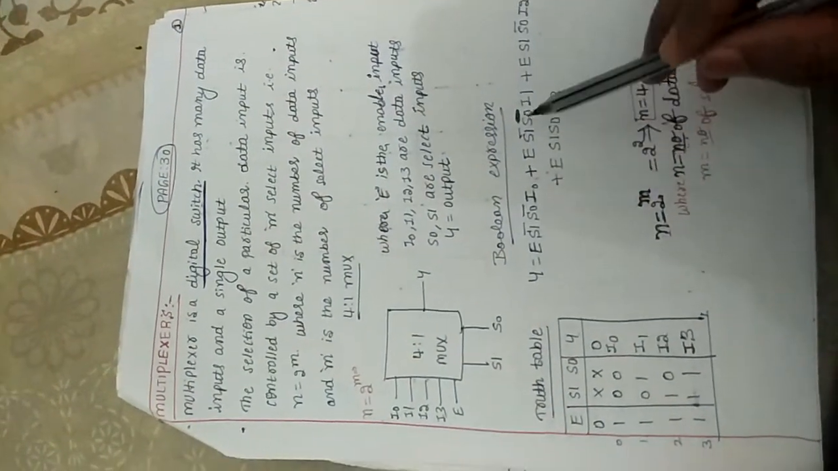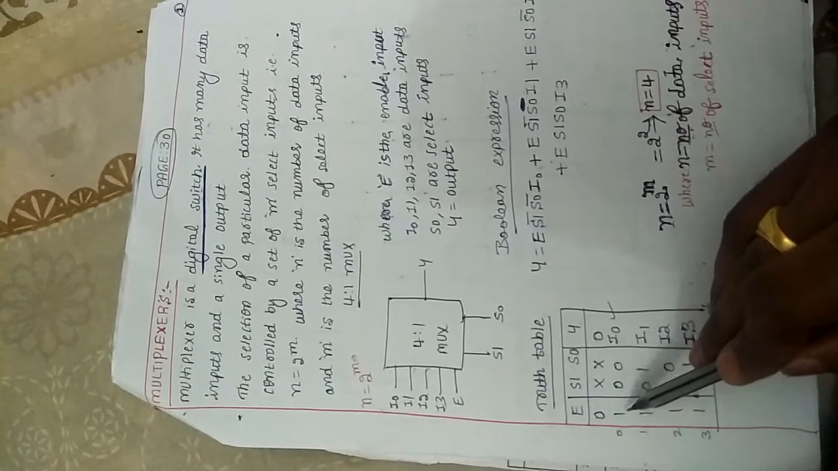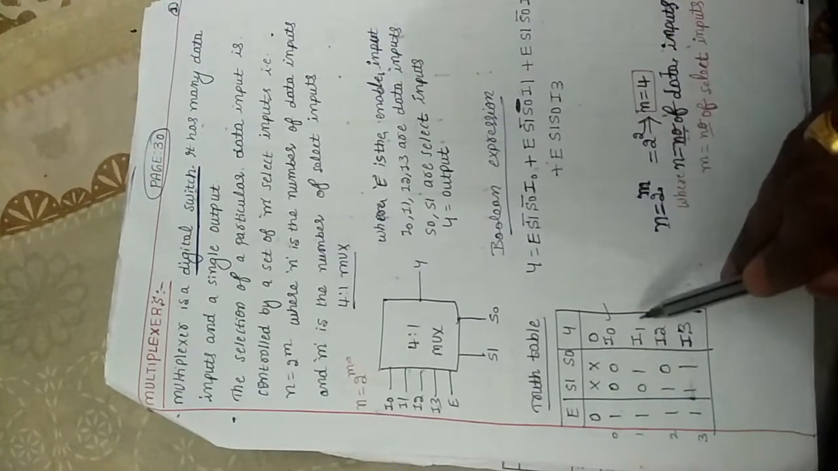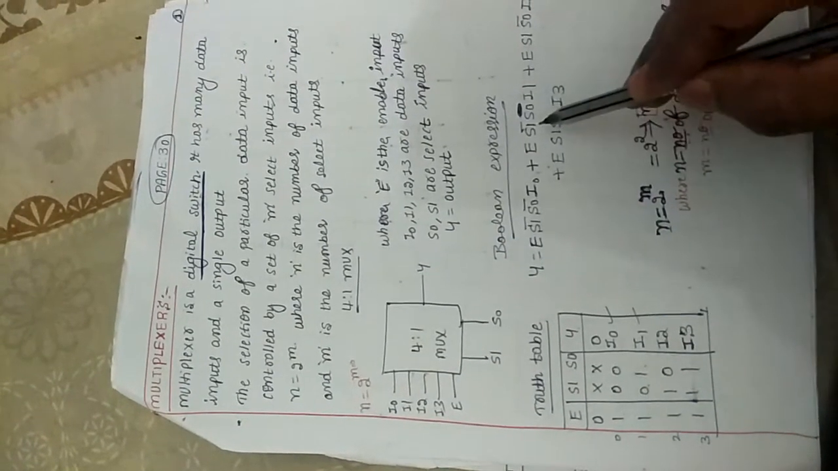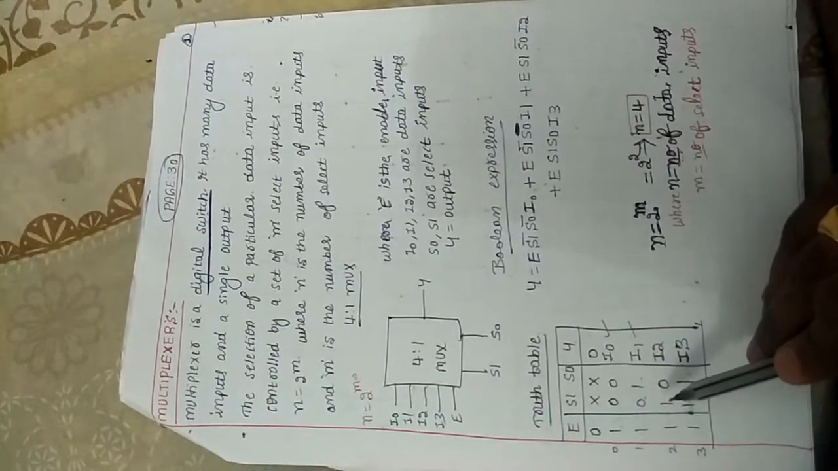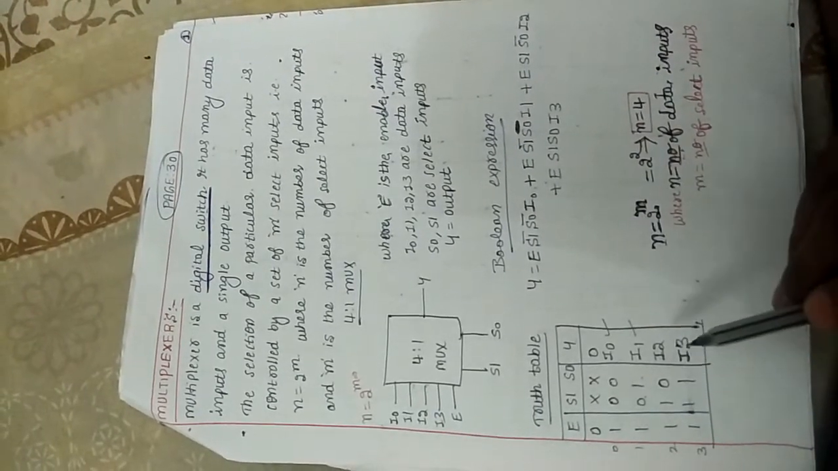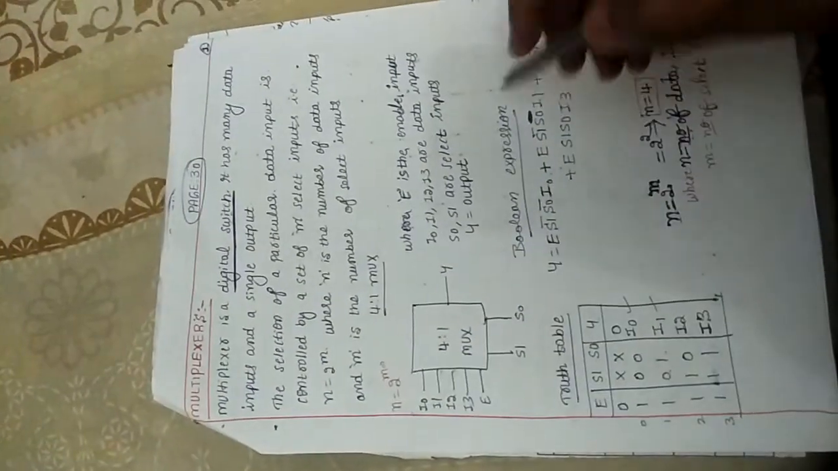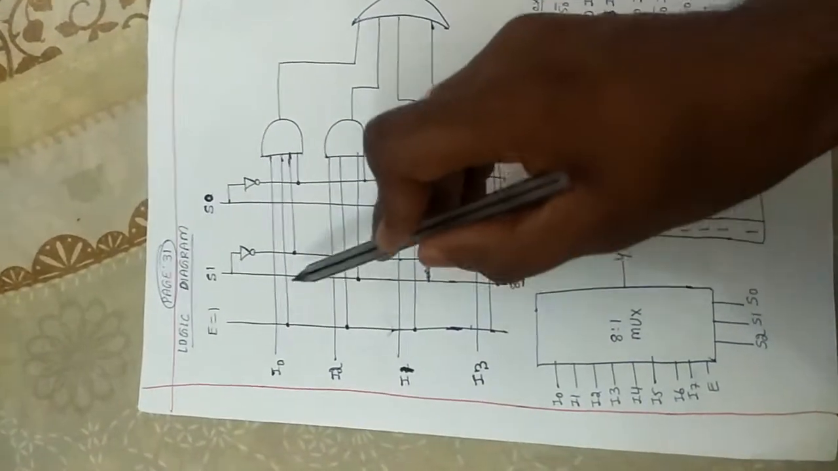Next, you have to write the Boolean expression. For the first term, you have E, and 0 0 means S1 bar, S0 bar, I0, plus. For the second term, E, S1 bar, S0, I1. For the third term, E, S1, S0 bar, I2. Fourth term, E, S1, S0, I3. Now you have to realize this Boolean expression using logic gates.